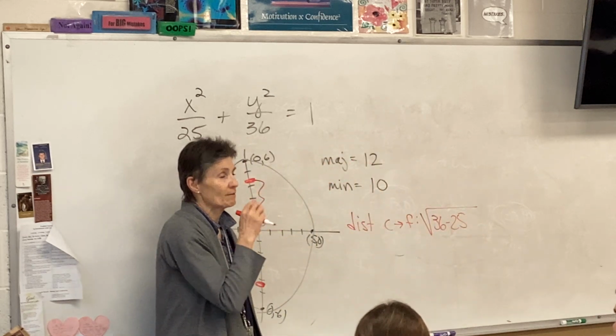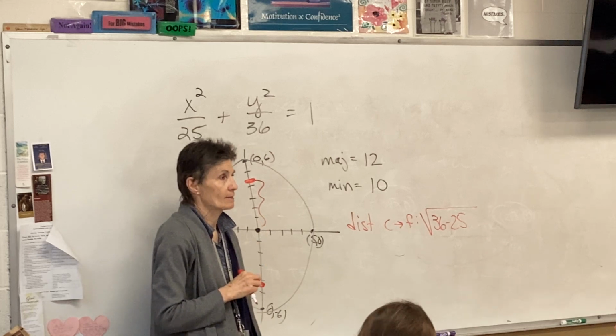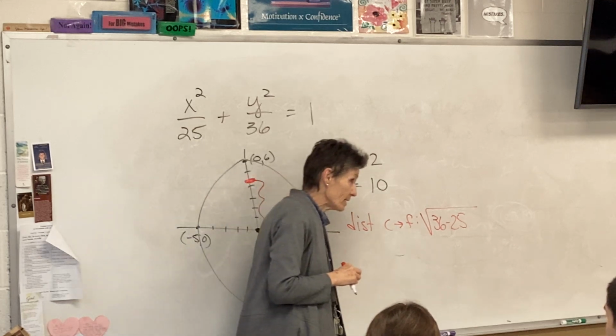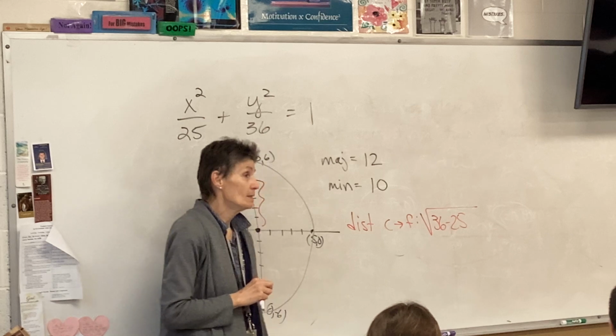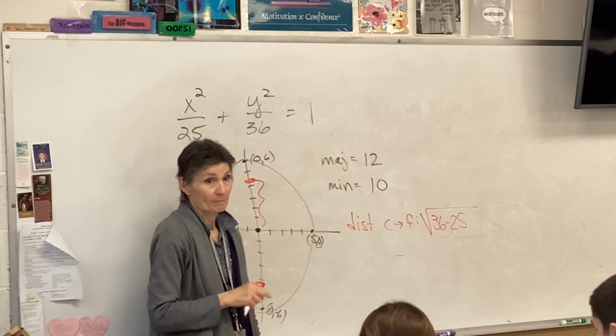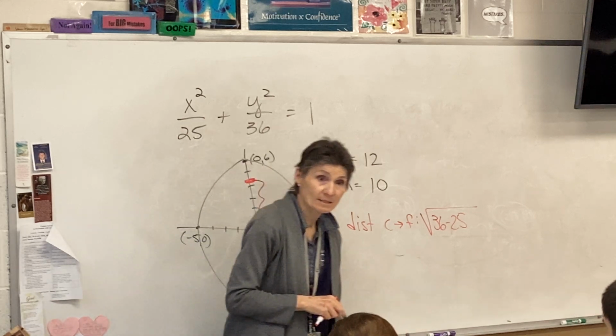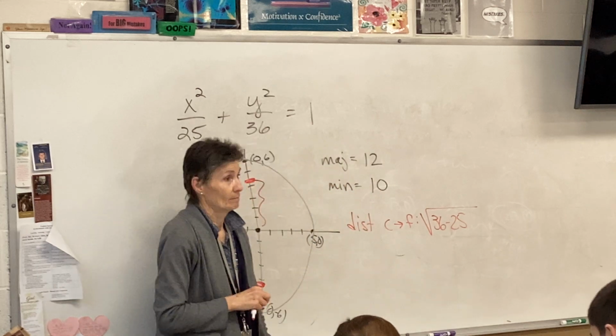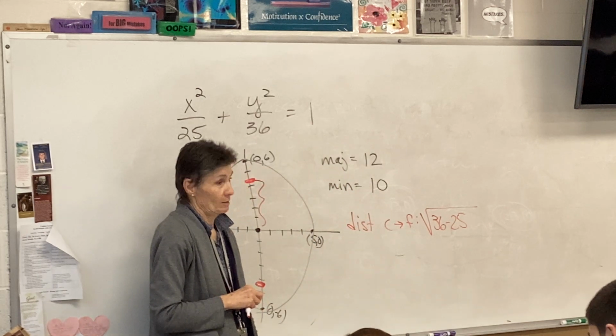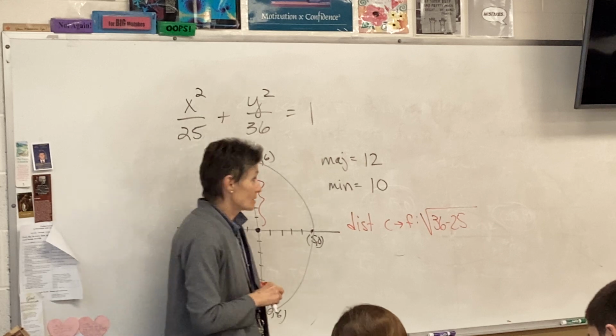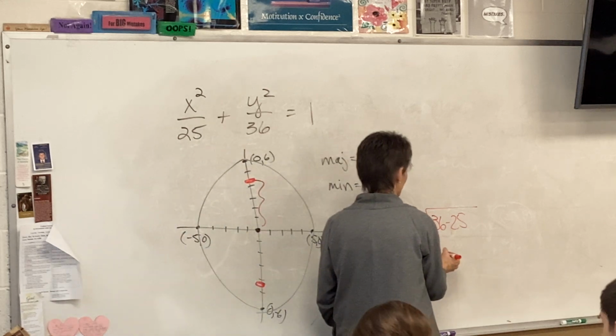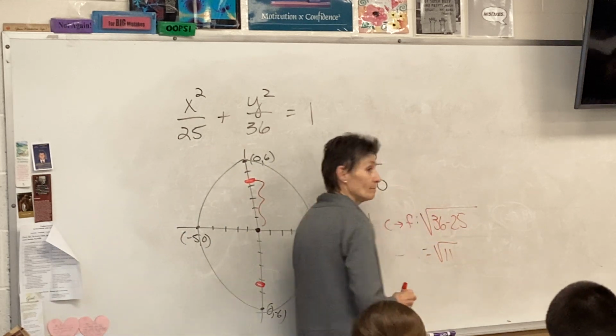Kids, what happens if you do 25 minus 36? You get an imaginary number, and that is not what you want, right? So it's big minus little. Big minus little. Doesn't matter what's X or what's Y, it's big minus little. Keep it real. So this time, that distance is the square root of 11.